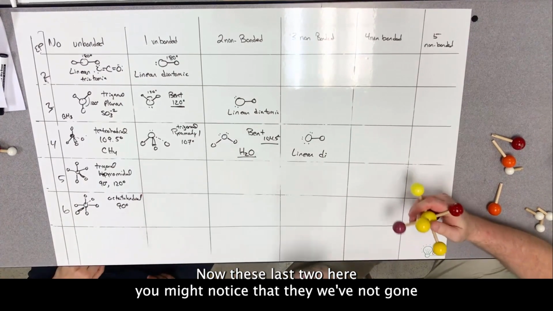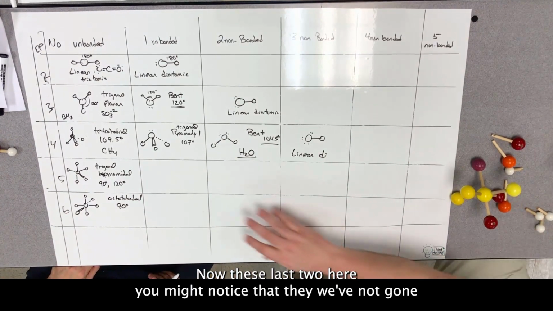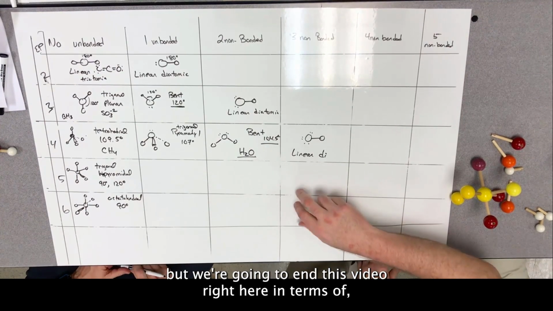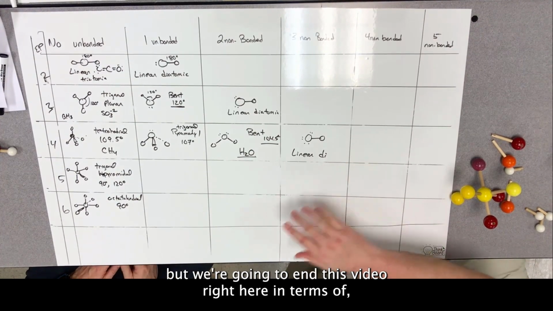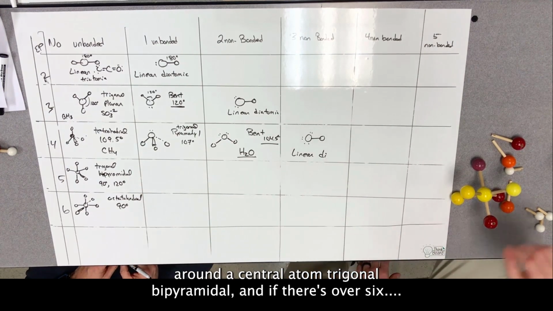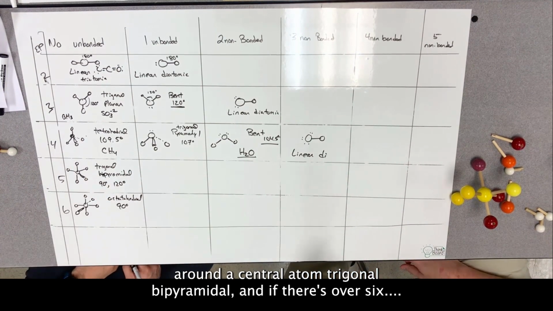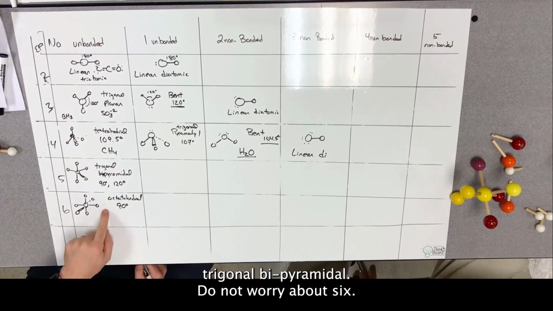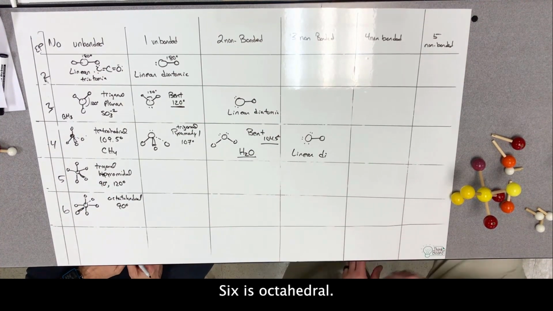Now, these last 2 here, you might notice that we've not gone to all the variations on this. My pre-AP kids, we are going to do these variations, but we're going to end this video right here in terms of we need you to be able to understand if there's ever 5 effective pairs around a central atom, trigonal bipyramidal. And if there's ever 6, octahedral. And that's it. Do not worry about more. 6 is octahedral.